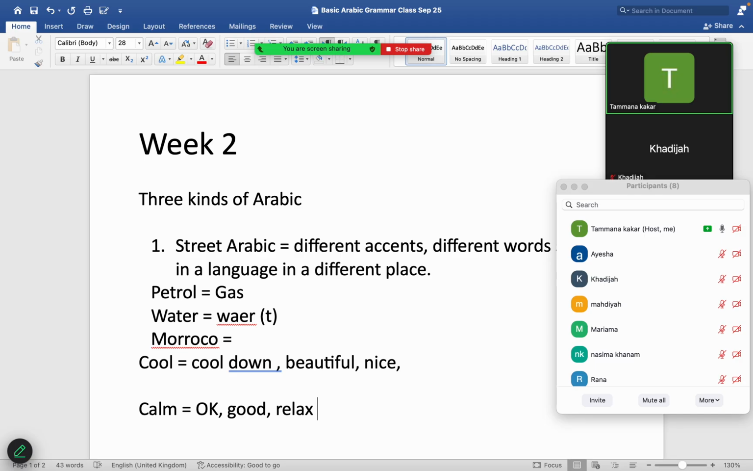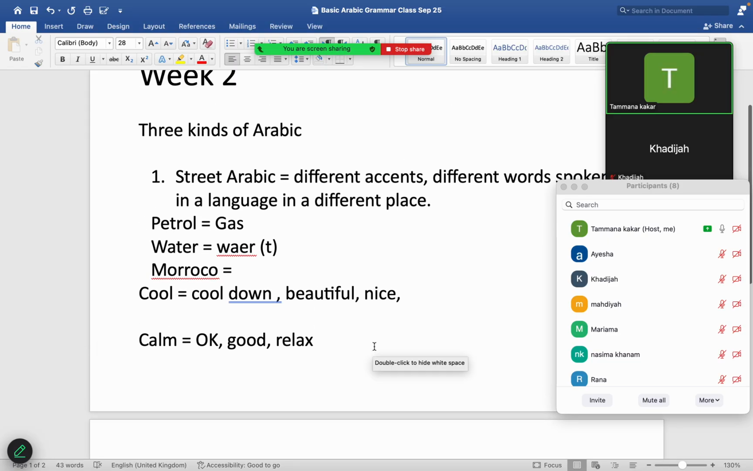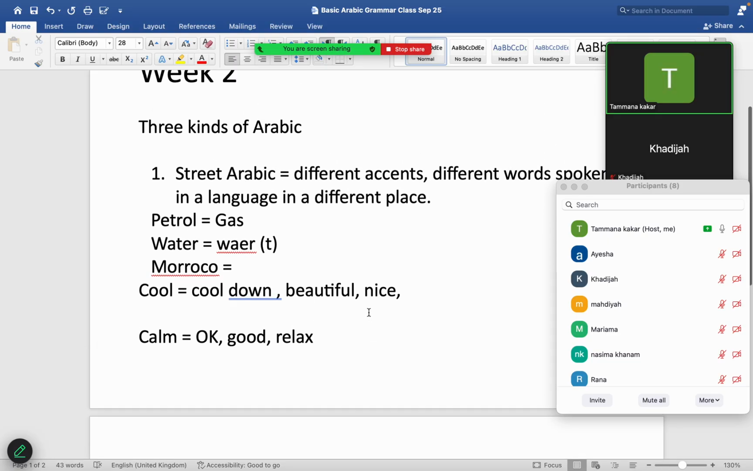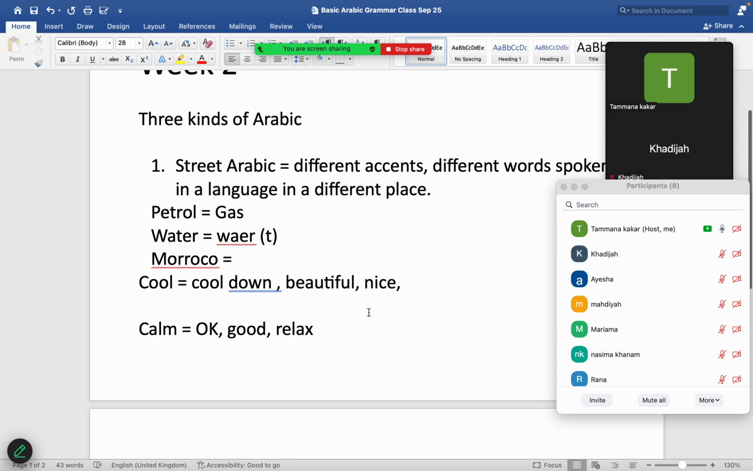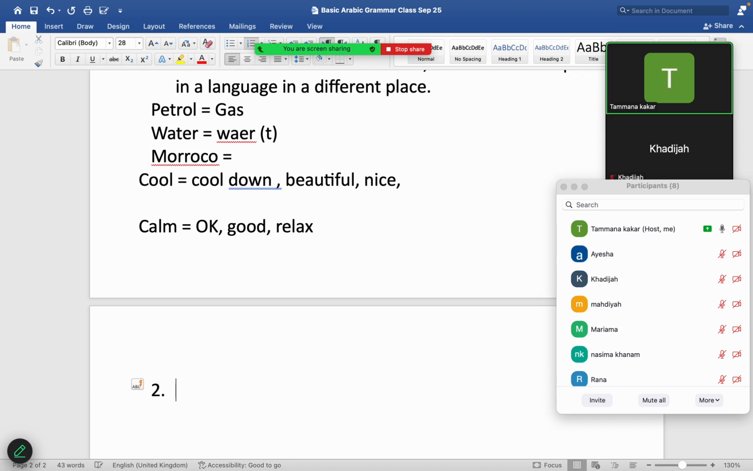How many kinds of Arabic do we have? We have three different kinds of Arabic. The first one is street Arabic. Everybody got the street Arabic? Yes, no? Okay, good. Thank you. Number two is Fusha.